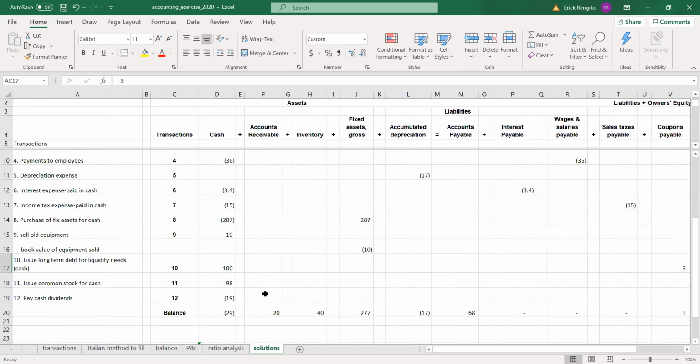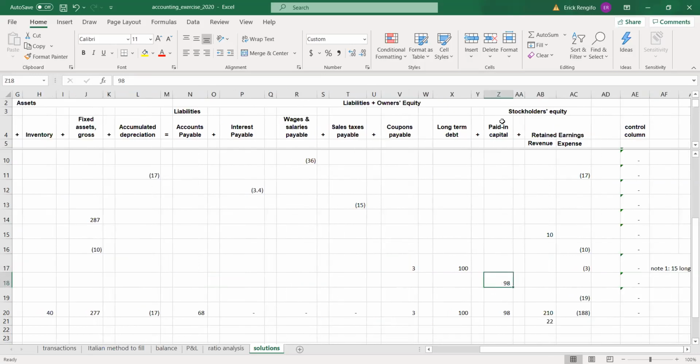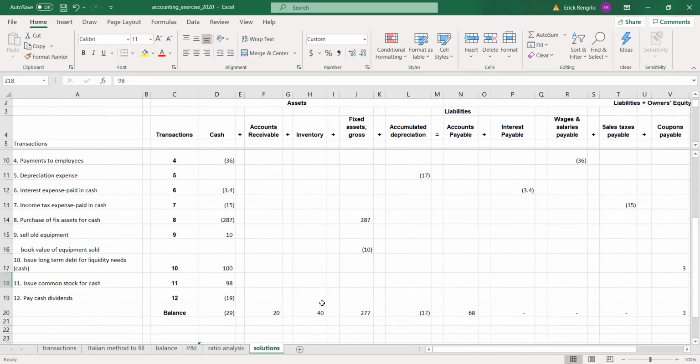Okay, so now let's go to 11. We issue common stock for cash. So I issue 98 dollars. I increase my common stock, my paid in capital, by 98, and that's it. This is not an expense. This is not a revenue. So it's simply a balance sheet and cash flow transaction. Make sense?